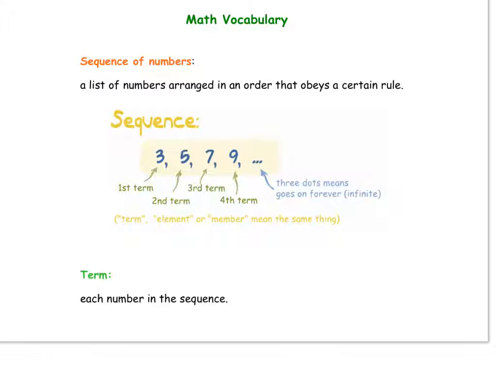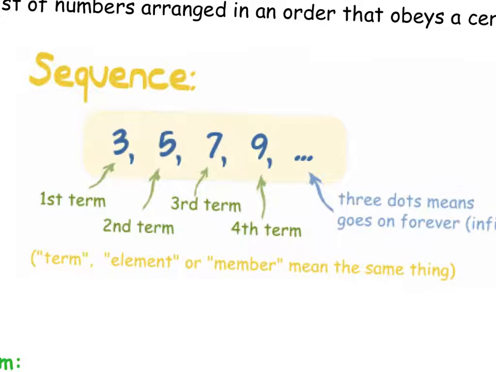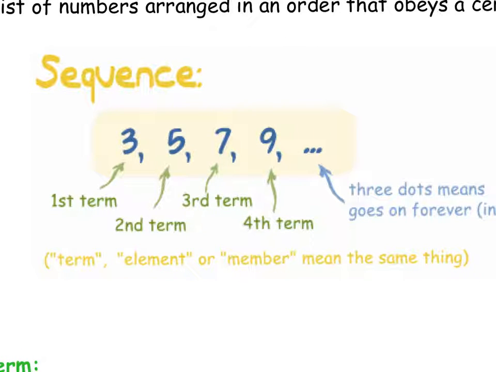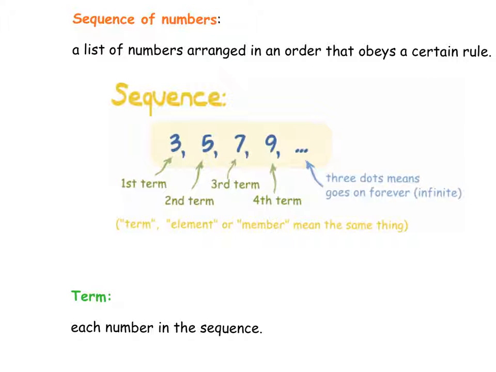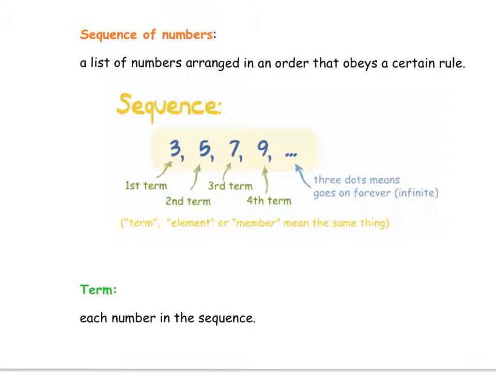A sequence is a list of numbers. A series is when you're adding all of those numbers together. So a list of numbers arranged in any order that obeys a certain rule is a sequence. And we can list these sequences using first term, second term, third term, something like that. And of course, if it goes on forever, you want to use the ... to indicate that it's continuing on. It's also referred to sometimes as an element of the sequence or a member of the sequence. Each number in the sequence is a term.